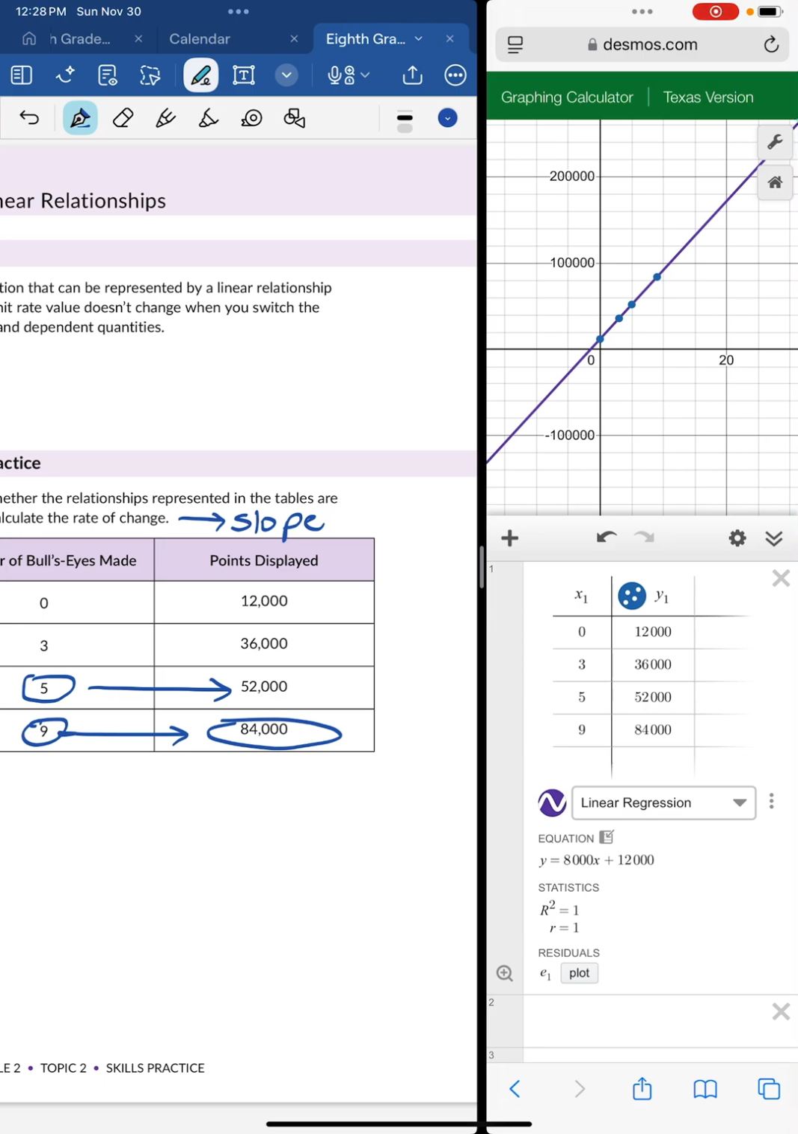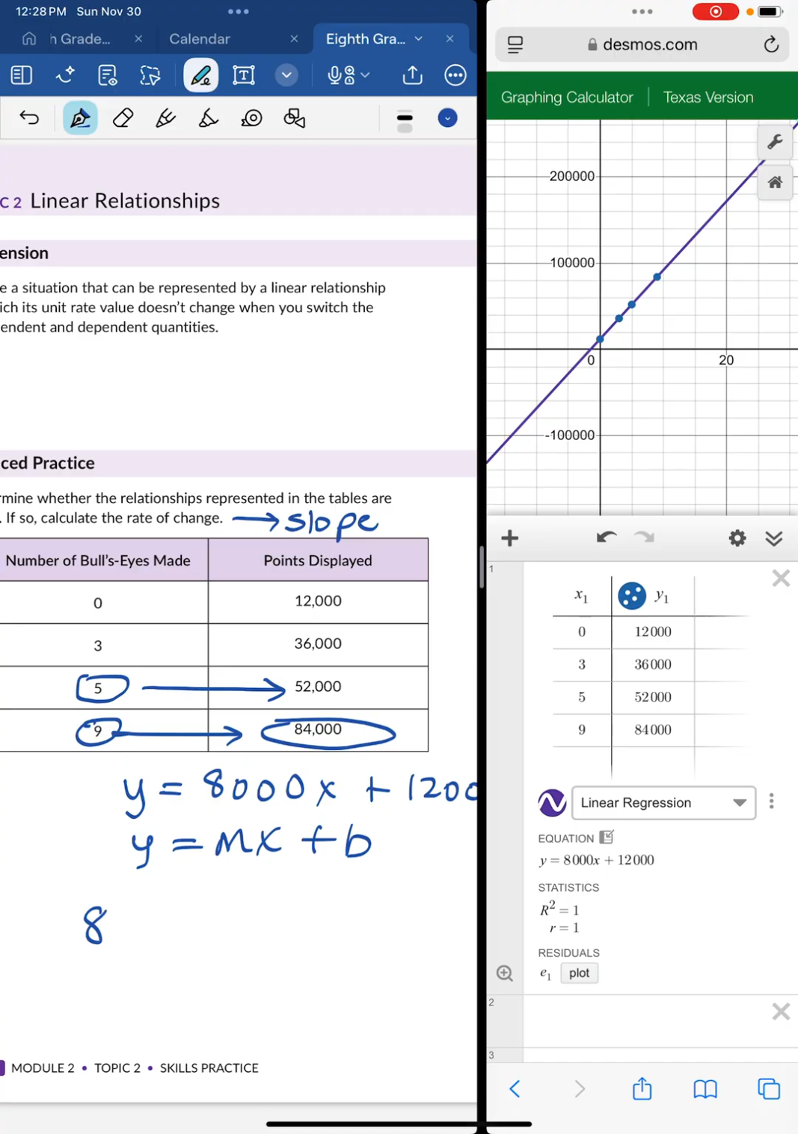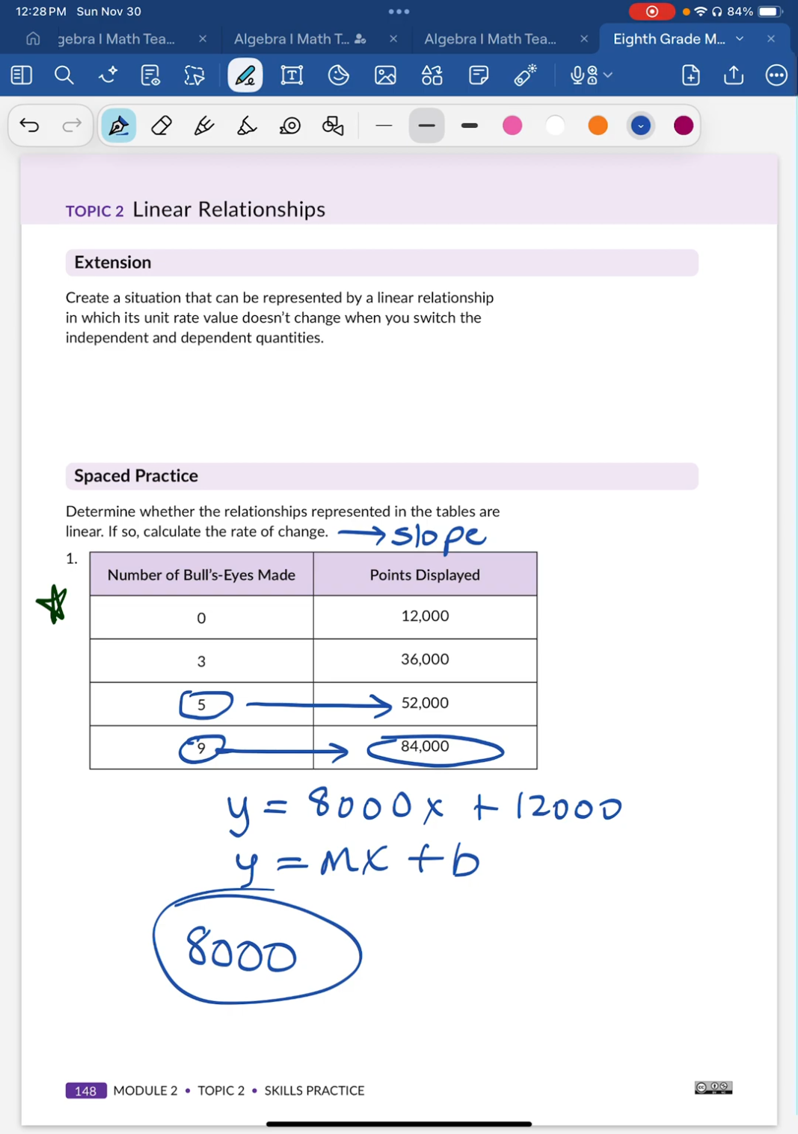So it is a linear relationship. Y equals 8,000x plus 12,000. That follows our y equals mx plus b format, but the numbers are just really big. So what would be the rate of change? That's the slope. So it would be 8,000. So we aren't used to working with numbers that big, but sometimes it does happen. So that's how Desmos comes in handy. We could have figured that out by doing y2 minus y1 and x2 minus x1. But I just want to get you more familiar with Desmos and how that works to be able to see your equation of a line that way.